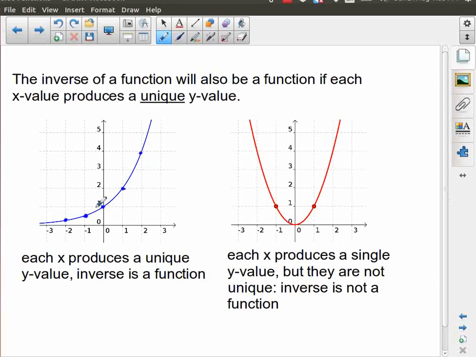And you can see these are always increasing, going from left to right, which means that the y values are always going to be different. And that means that not only is this a function, but its inverse is going to be a function.